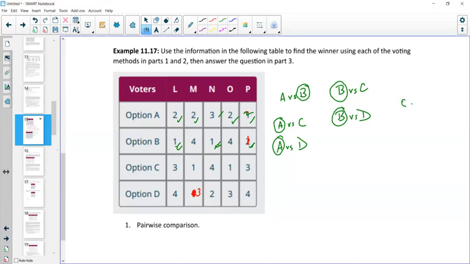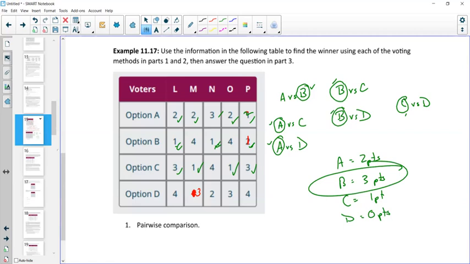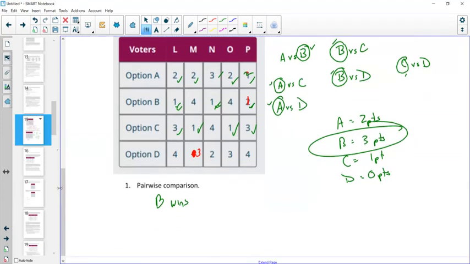And then lastly, we have C versus D. C is preferred here, and here, and here, and here. So C wins. So A has 2 points. B has 3 points. C has 1 point. And D has 0 points. So pairwise, B wins. B also has a majority of first place votes by having 3.